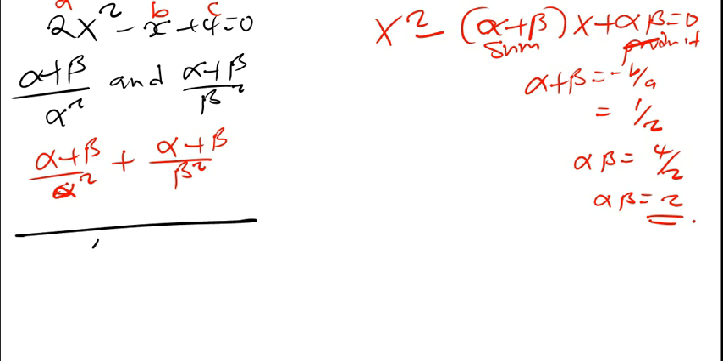The common denominator is alpha times beta, but squared. Okay, you can mute your mic. Let's continue. Mute your mics. Let's continue.